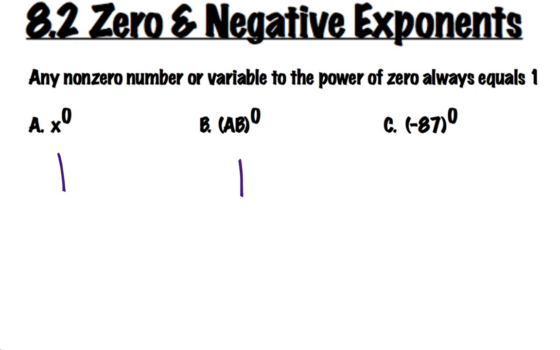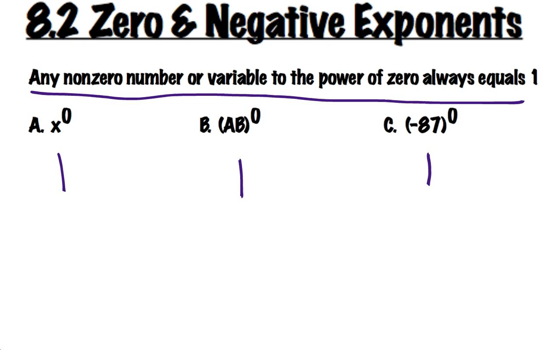A negative 87 raised to the power of 0 is 1. We'll explore more about why anything raised to the power of 0 is 1 in section 8.3. So right now you just need to know any non-zero number or variable raised to the power of 0 always equals 1. All right, let's talk about the tricky part of this section.